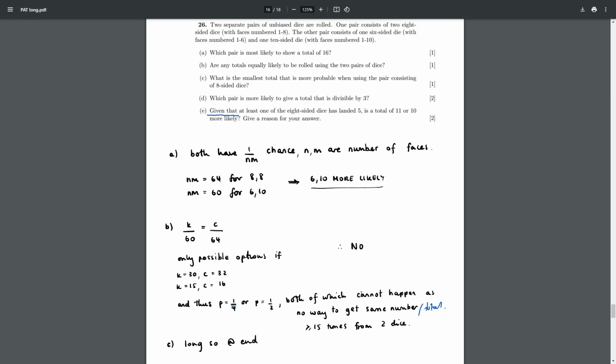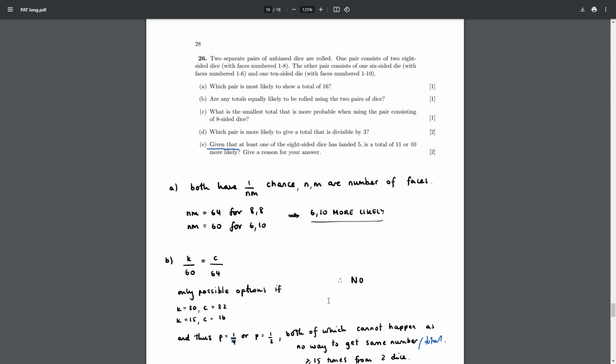And this is impossible to happen, or this cannot happen, as there is no way to get the same number of total greater than or equal 15 times from 2 dice. That makes sense because you think we're only going to have 60 or 64 rolls. There's no way that half of these rolls can be the same number, or even a quarter of these rolls, because of all the different combinations we can get. So the answer is no.